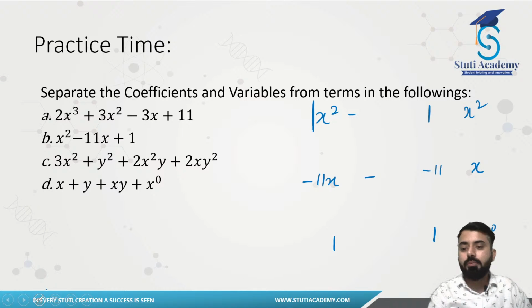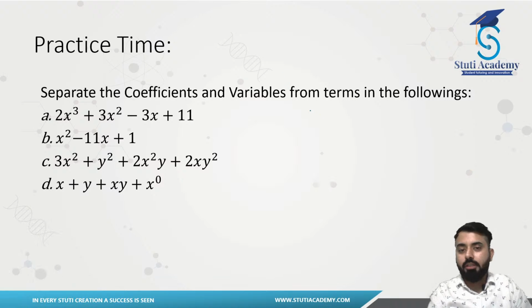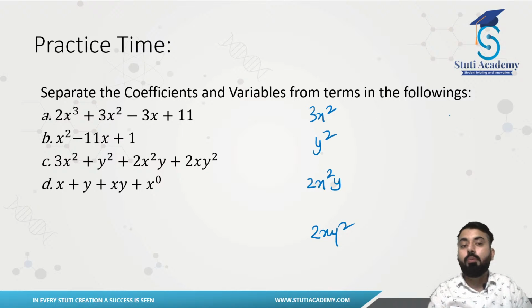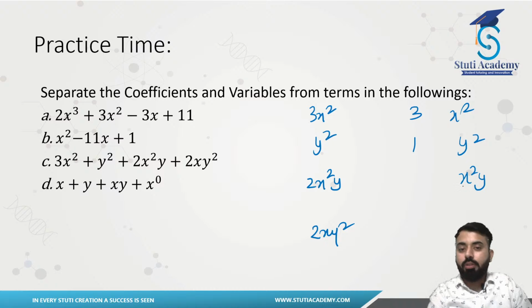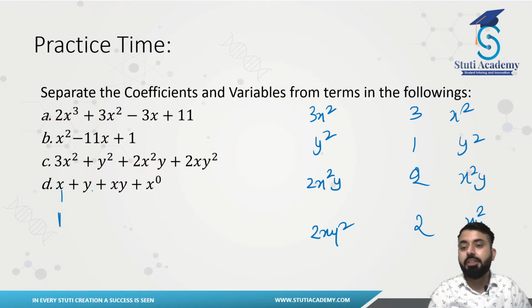Similarly you can do this one. So terms will be 3x square y square, 2x square y, 2xy square. So this will be variable x square, coefficient 3, variable y square, coefficient 1, variable x square y, coefficient 2, and variable xy square, coefficient again 2. So you guys see, these are very simple, right? And in this case, x is variable, coefficient is 1, y is variable, coefficient is 1.